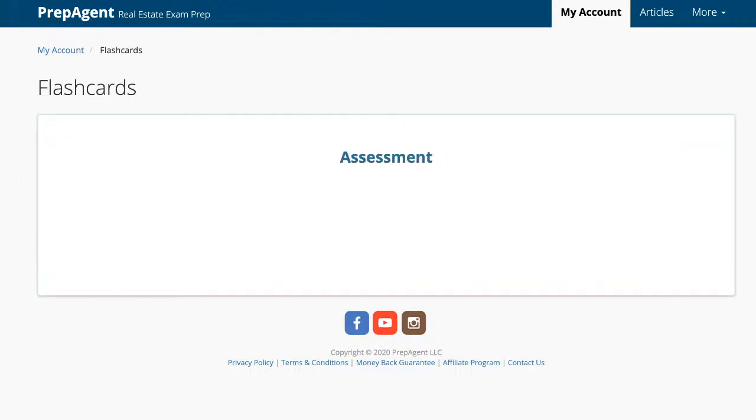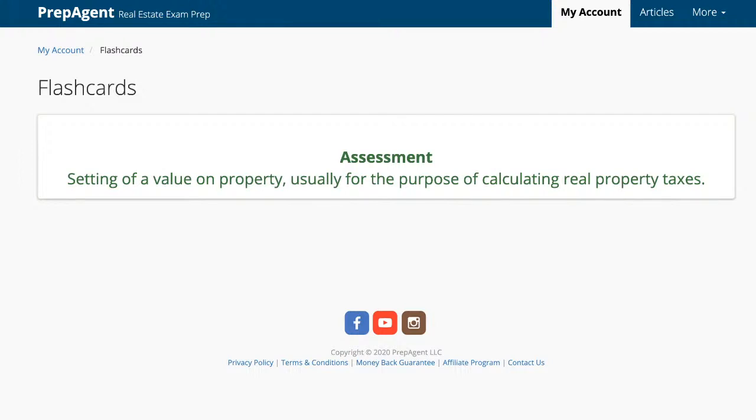Good. Assessment. What's an assessment? An assessment would be finding the value for tax purposes. Good. They cannot be confused with the appraisal report because they use two different methods to find two different results, even though they're trying to find the same objective of finding value.